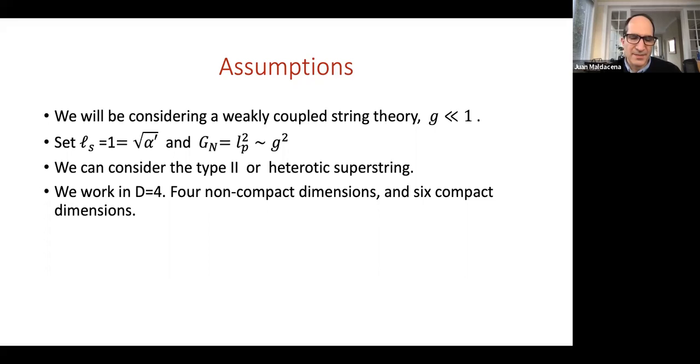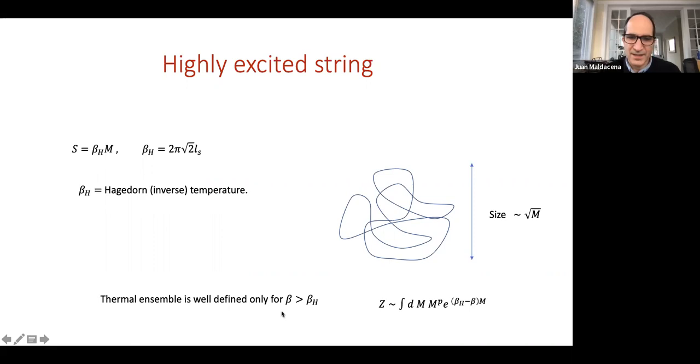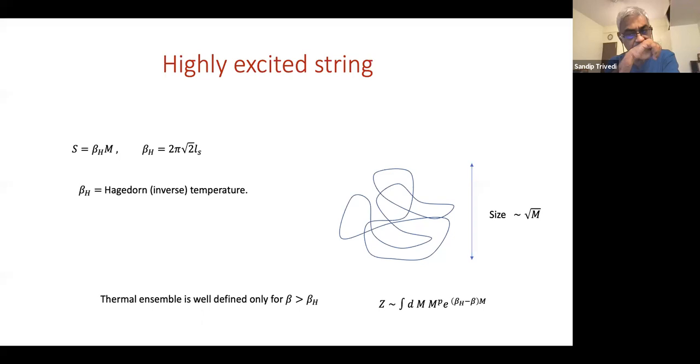If you consider a highly excited string, that will be oscillating and will have some mass very much larger than the string scale. Such strings have an entropy which is linear in the mass, with a coefficient given by some particular number, which we call the inverse Hagedorn temperature. This fact that the entropy is linear in the mass implies that the thermal ensemble is well defined only when beta is bigger than beta H, or the temperature is lower than this so-called Hagedorn temperature. That's why this is a special temperature.